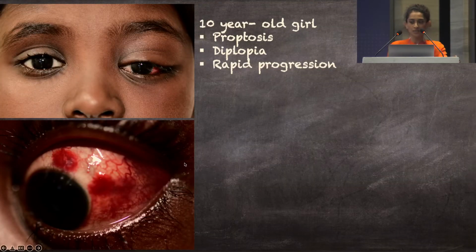Now, Dr. Rajni is here, and this is my favorite case. She had referred this case to me, a 10-year-old girl with proptosis, diplopia, and rapid progression.